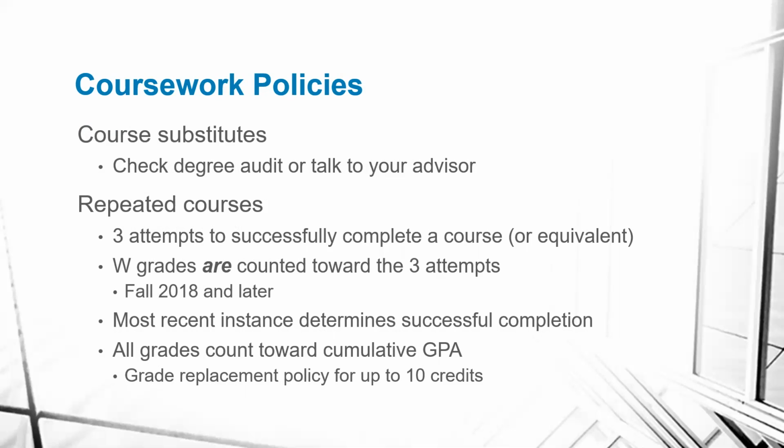Next, there are a few policies that relate to repeated courses. Engineering students have 3 attempts to successfully complete a course or its equivalent. It's up to each department to determine whether W grades count towards those 3 attempts. W grades show on your transcript when you drop a class after the first drop deadline, which is usually in week 3 of the semester. W grades don't affect your GPA, but they show that you were enrolled in the course and then dropped it. In civil and architectural engineering, W grades do count toward the 3 attempts, but only for students who entered the program in fall 2018 or later.